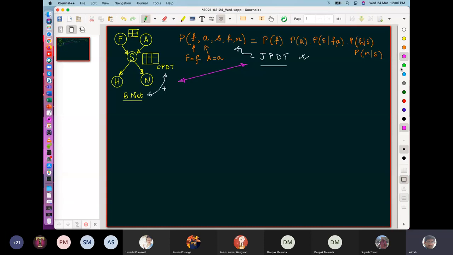Now, from the learning perspective, you could think of these problems as manifesting in fourfold. As we know, we are given a Bayesian net structure, and let's say you have a data set which contains the values of f, a, s, h, n and the probability. So this kind of table is given to you.